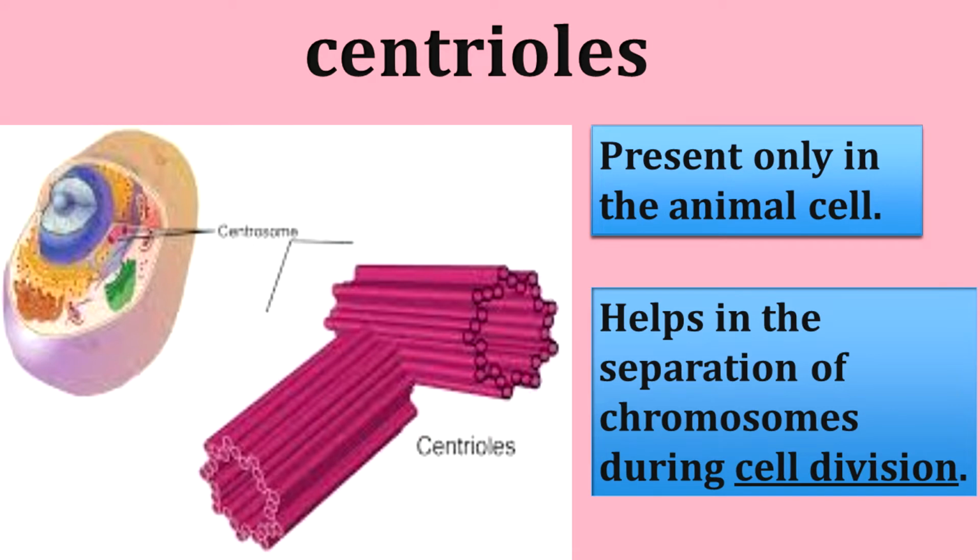And the next cell organelle is the centrosome. Each centrosome consists of two centrioles. The centrioles are made up of tube-like structures. The centrosome is generally found close to the nucleus. They are present only in the animal cell and absent in the plant cell. Then what is the function? It helps in the separation of chromosomes during cell division.